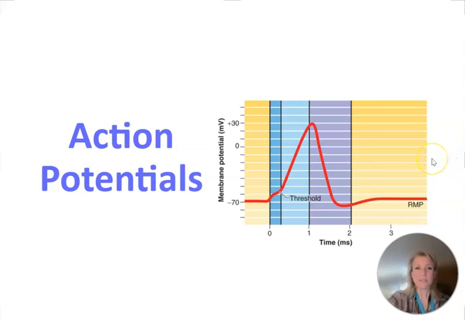Hey students, welcome back. This is part 2 of the electrical nature of neurons, and what we're going to talk about now are action potentials. So we're just going to pick up right where we left off.